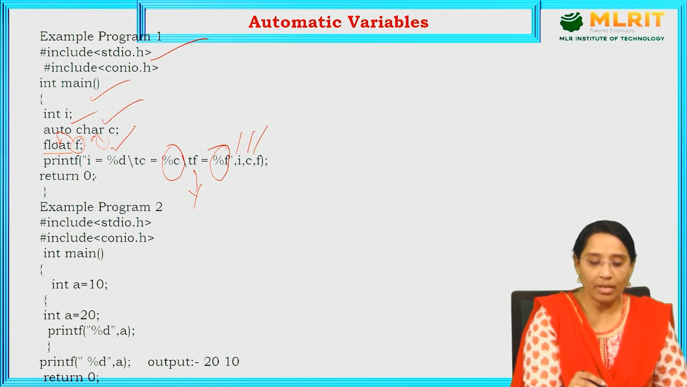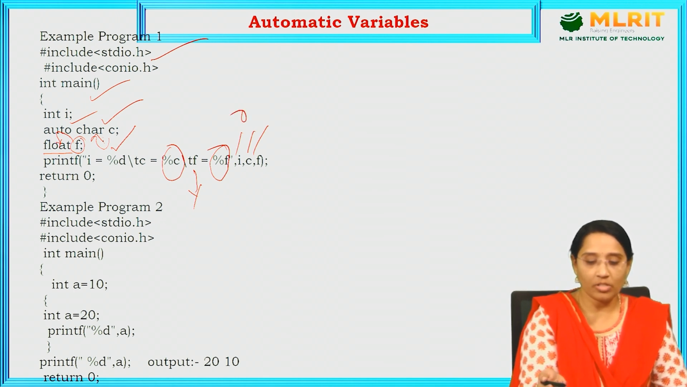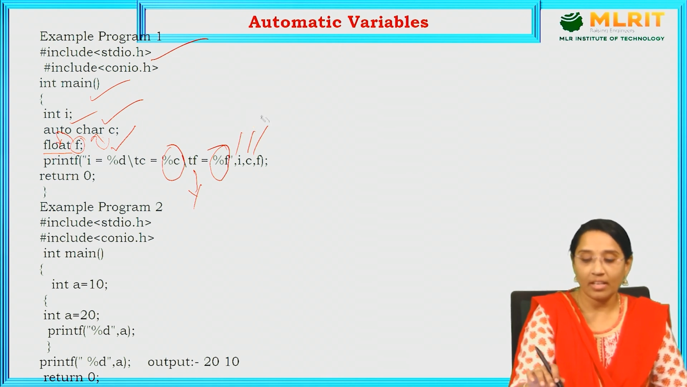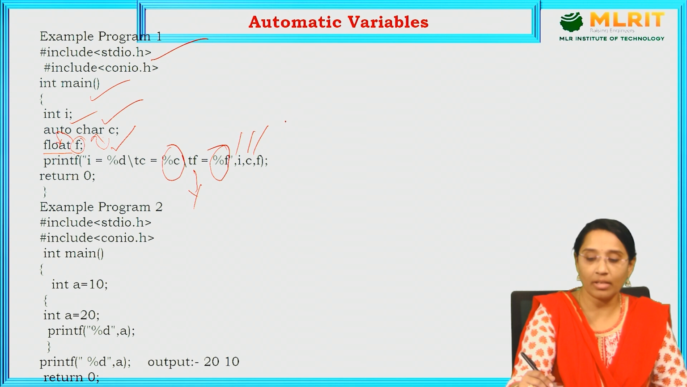So i is not initialized here, so you will get the answer as 0. And auto char c is also not initialized, no value was initialized here, and f is a variable of type float, but it was not initialized. So in all these cases you will get either 0 or garbage values.